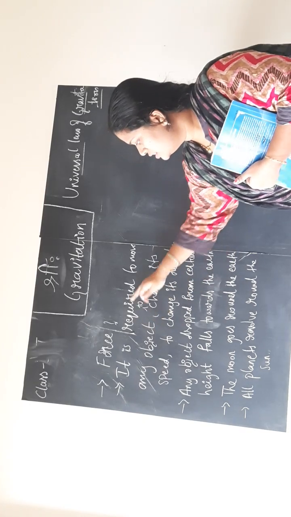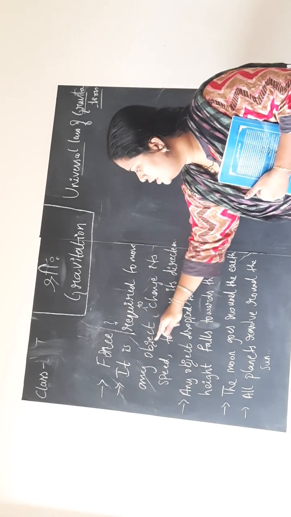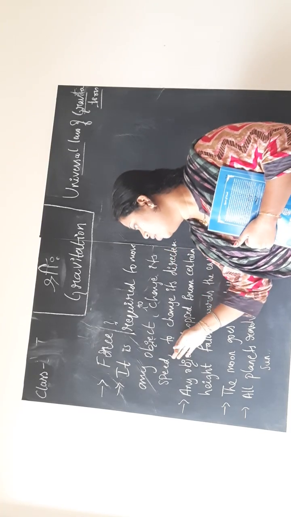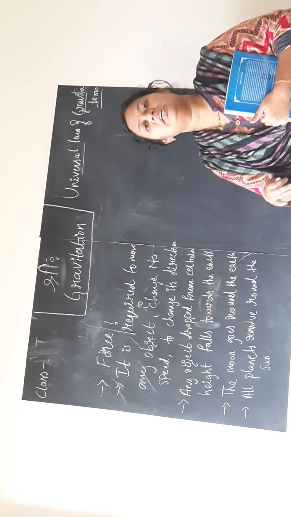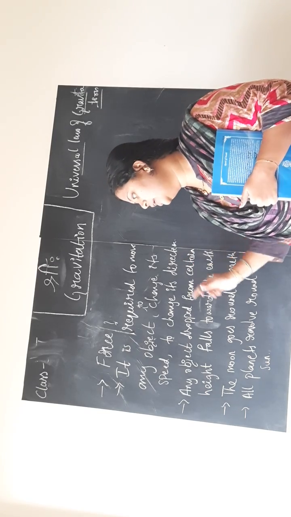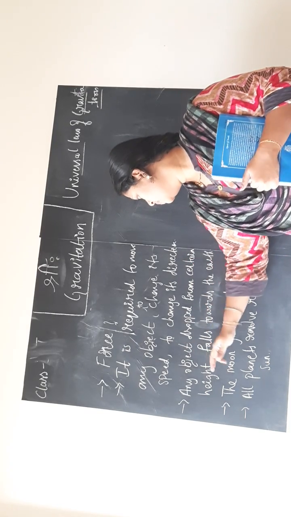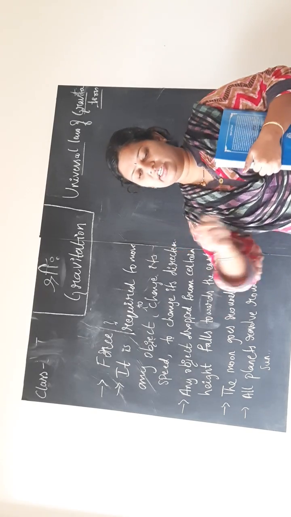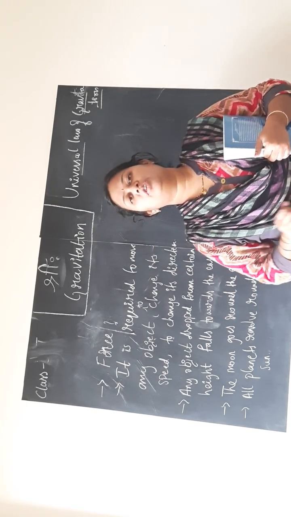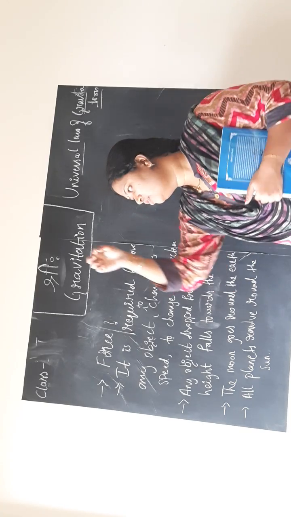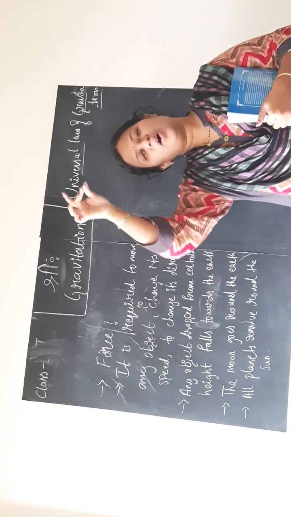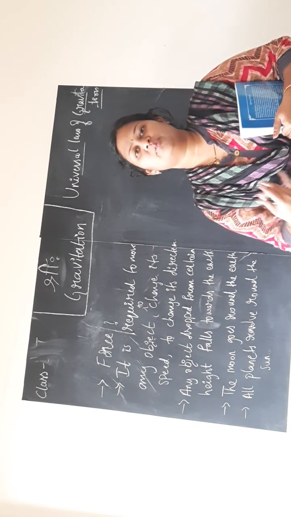Here we have listed that force is required to move any object, to change its speed, to change its direction, and to change its shape. All these things depend on the external force acting on the body. Any object dropped from a certain height falls towards the earth. This is a piece of chalk. I will simply drop it. It will fall towards the earth, but I caught it. So whenever you drop any object, children, it will fall towards the earth.